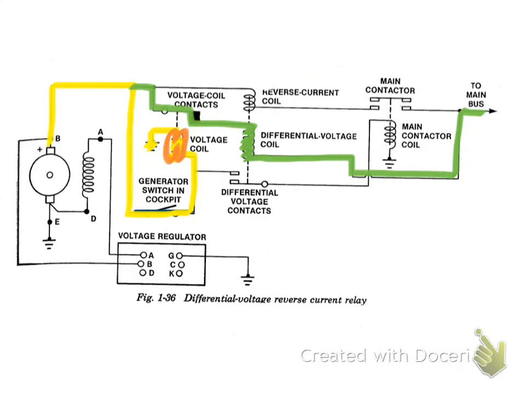What happens at the differential voltage coil, do you think? Yep, very good. Have a magnetic field. It's going to pull those contacts closed, which will then allow current to come from the generator through the generator switch, through the main contactor coil. It's kind of like dominoes. Okay, so far so good?